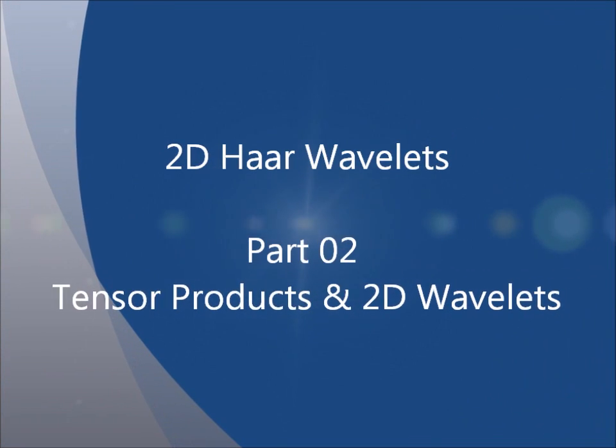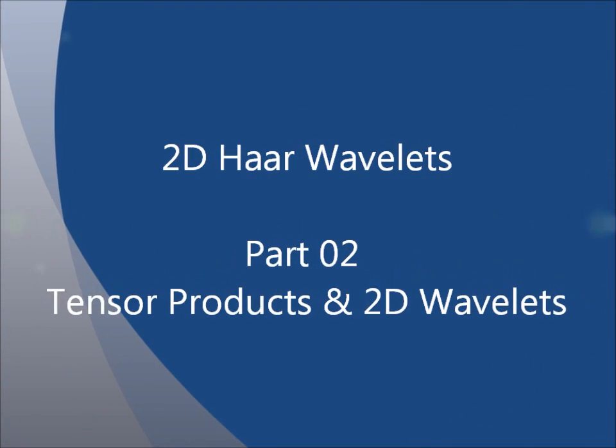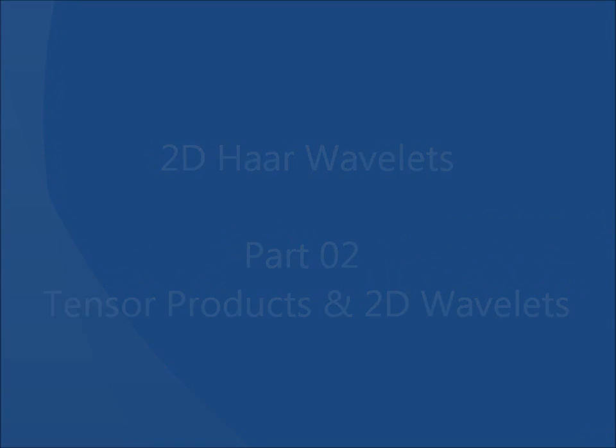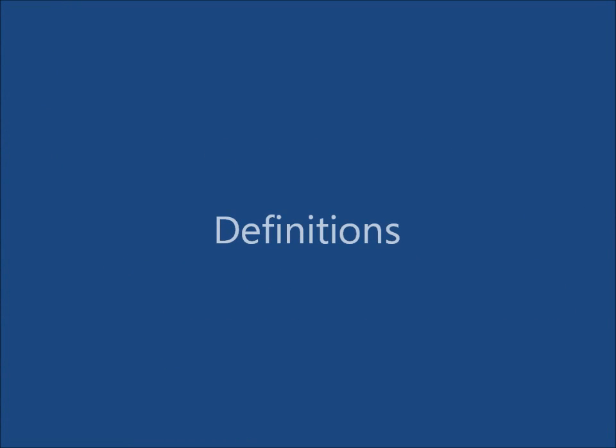Okay, in this screencast, we'll continue our discussion of two-dimensional Haar wavelets and talk about tensor function products and two-dimensional Haar wavelets. Let's start with a few basic definitions that we will use in the rest of the screencast. So given two functions, let's say f1 and f2, and these are some arbitrary functions.